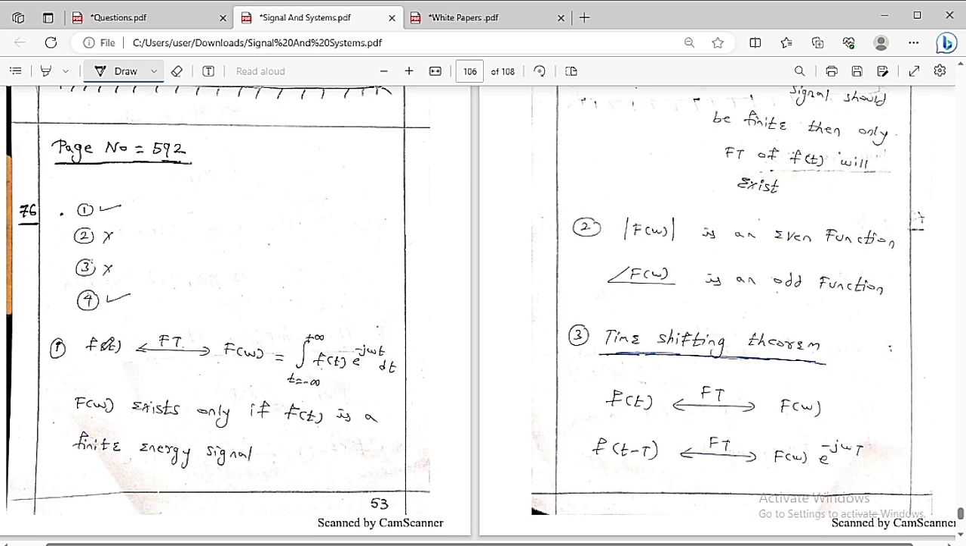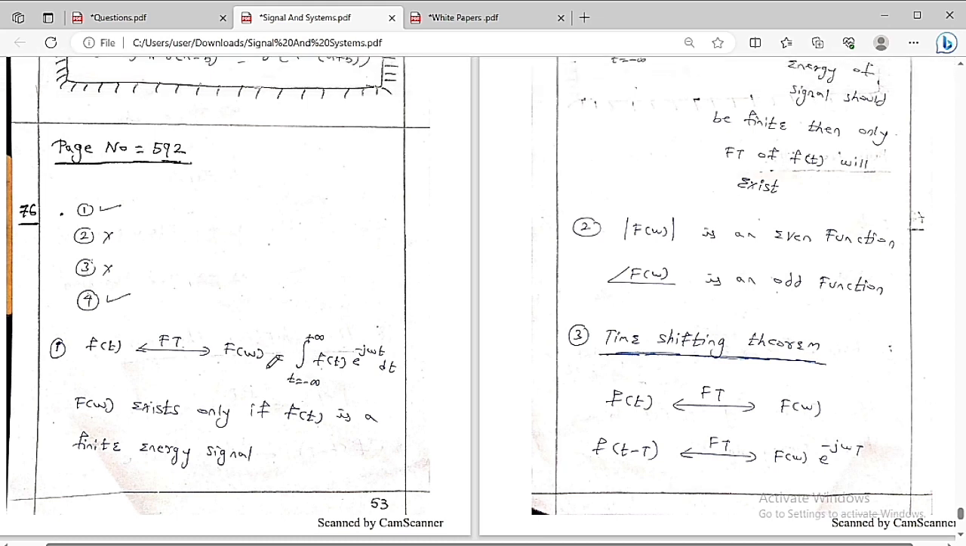Suppose you take f of t and take the Fourier transform. What you are going to get is F of omega equal to the integration from t equals minus infinity to infinity of f of t into e to the power of minus j omega t dt. This I've already told. So F of omega is going to exist only when f of t is absolutely integrable. Yes, if f of t is absolutely summable, then only F of omega is going to exist.